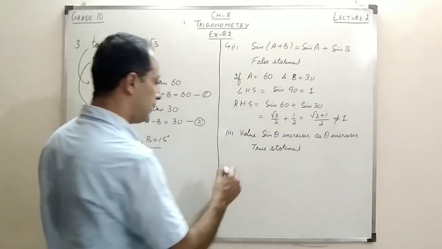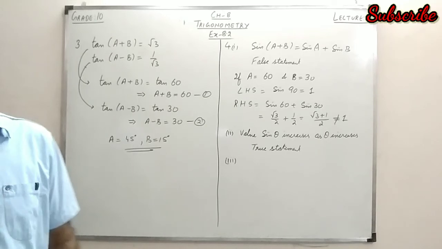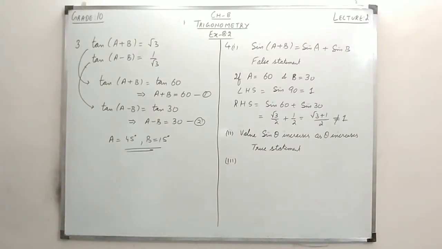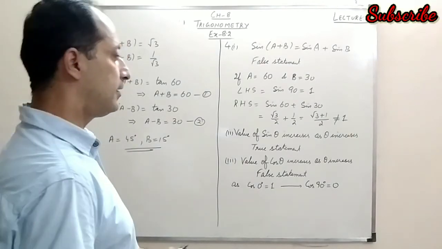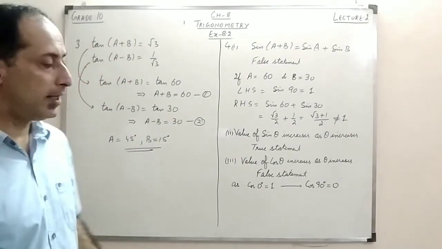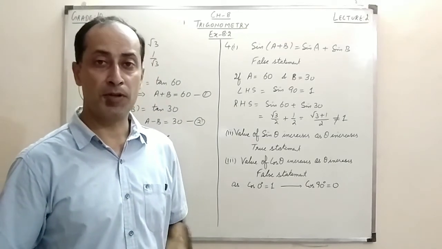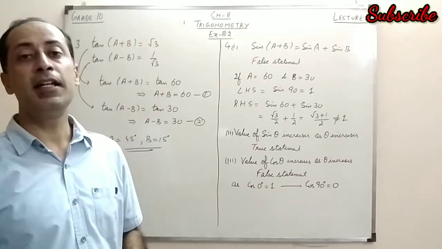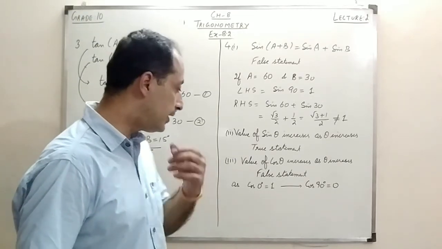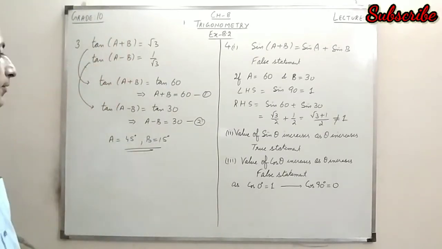Now we talk about the third part. The statement, the value of cos theta increases as theta increases, is a false statement. Why? Because, again, in the beginning of the lecture we discussed the values of cos for different angles. Cos 0 is 1 and cos 90 is 0, so it shows that the value of cos decreases from 1 to 0. So that is why this is a false statement.